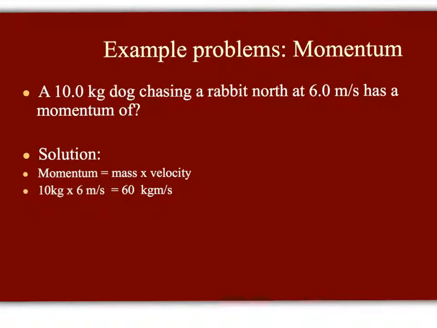A third example of momentum: a 10 kilogram dog chases a rabbit north at 6 meters per second. What is the momentum? Momentum equals mass times velocity. The mass of the dog is 10 kilograms. The speed the dog and the rabbit are going is 6 meters per second. We multiply this out and we have 60 kilogram meters per second as our momentum.